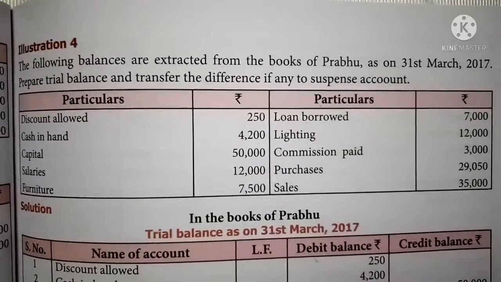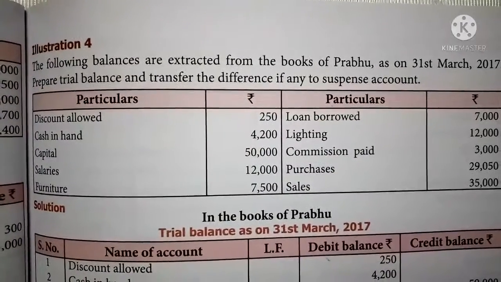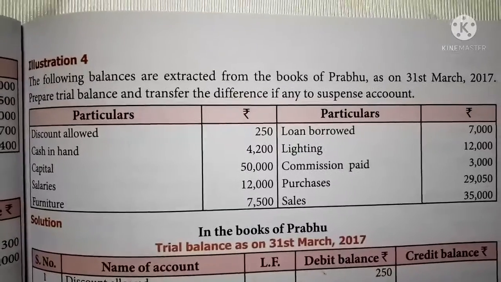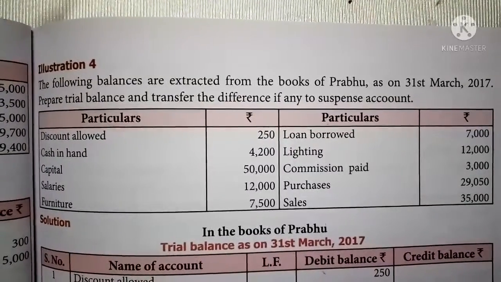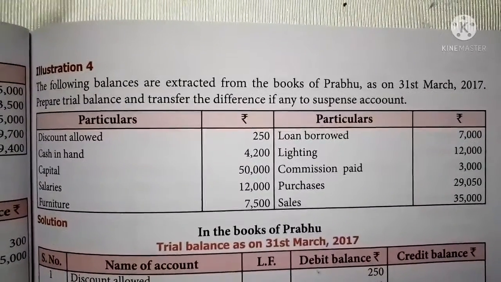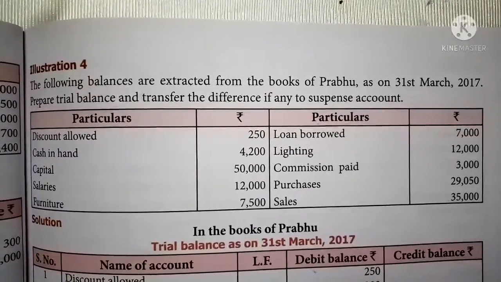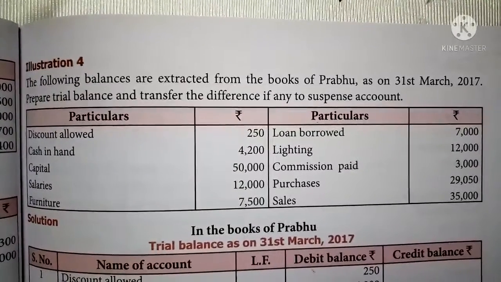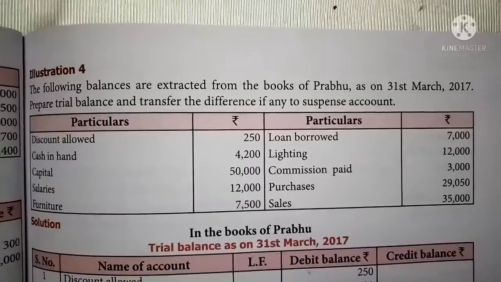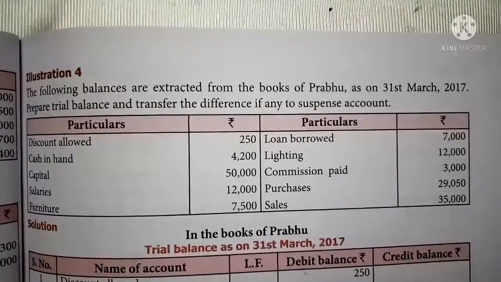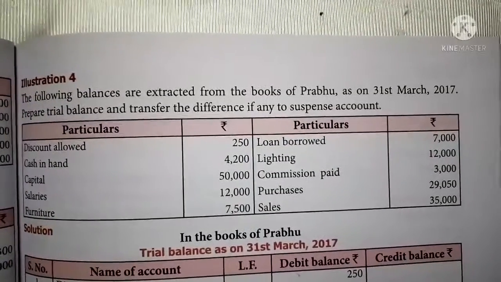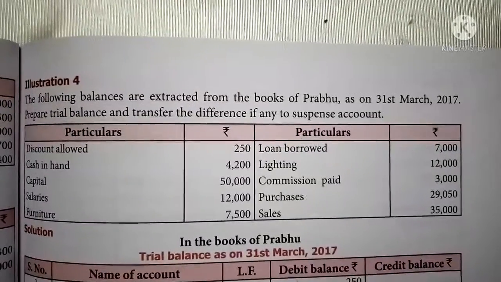So in the given problem, discount allowed is one of the expense. You can write the amount in the debit column. Cash in hand is one of the property. You can write the amount in the debit column. Capital is one of the liability. Cash in hand is one of the assets. You can write it in the debit column. Capital is one of the liability. You can write the amount in the credit column.